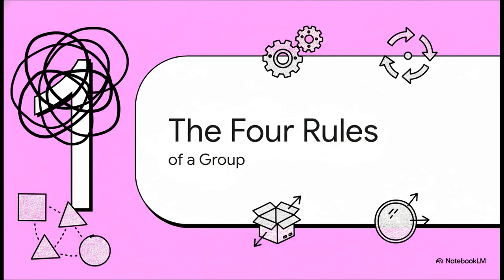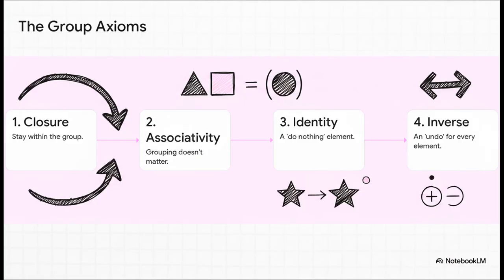To be called a group, a system has to follow 4 basic, non-negotiable rules. So let's actually go through them. So here they are, the big 4: closure, associativity, identity, and inverse. Don't worry, the names sound more intimidating than they are. We're going to break down what each one really means step by step.